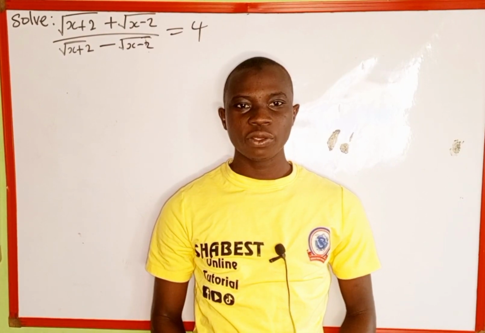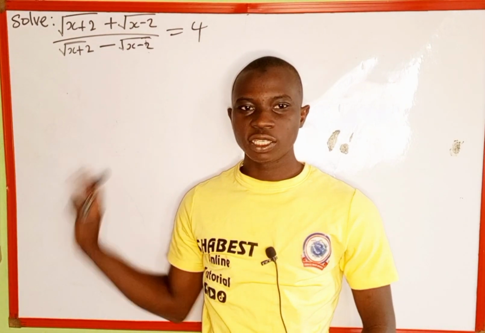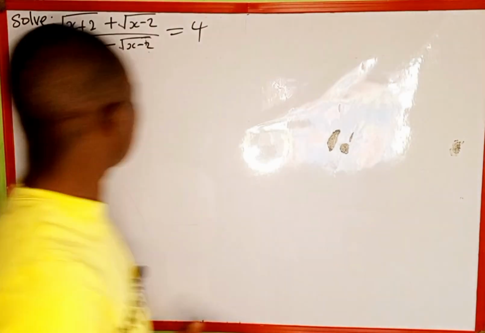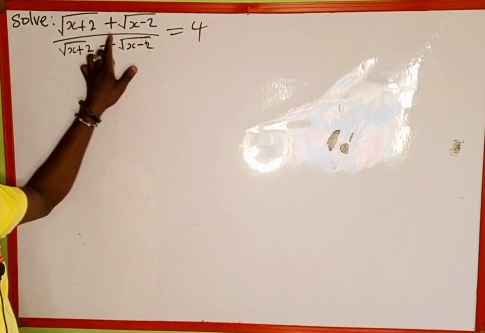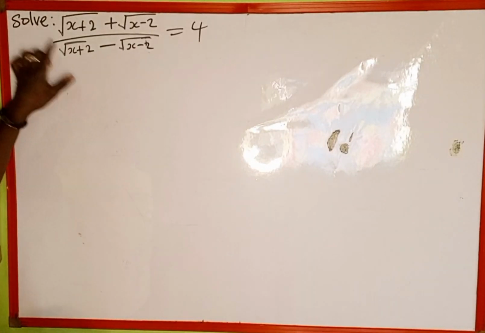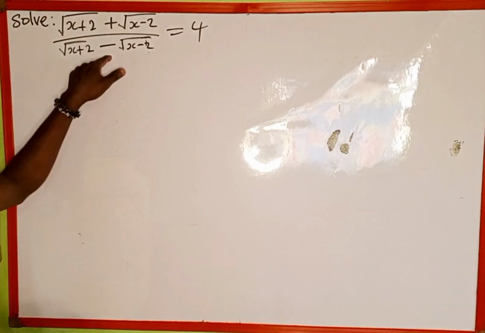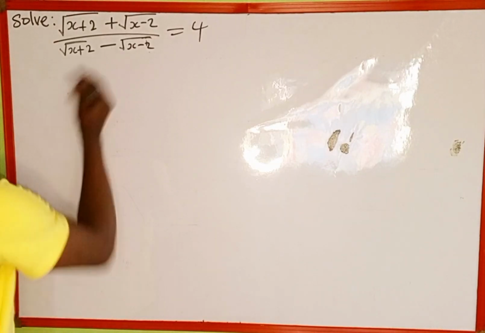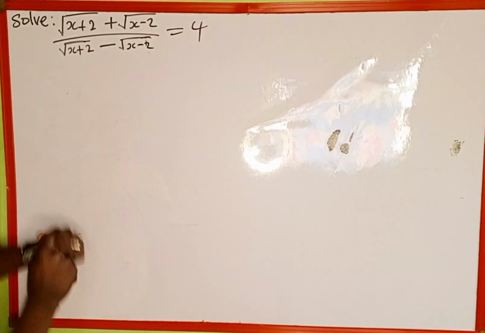In today's tutorial, we're going to learn how to solve for the value of x in this radical equation. The given equation is (√(x+2) + √(x−2)) divided by (√(x+2) − √(x−2)). So in this case, how are we going to do it? Are we going to cancel?